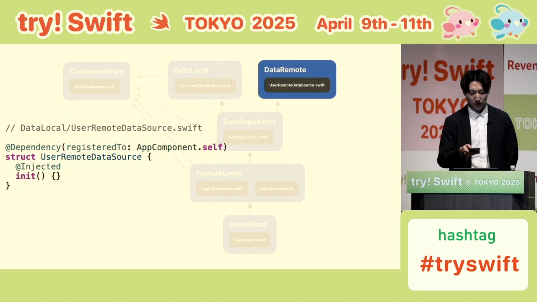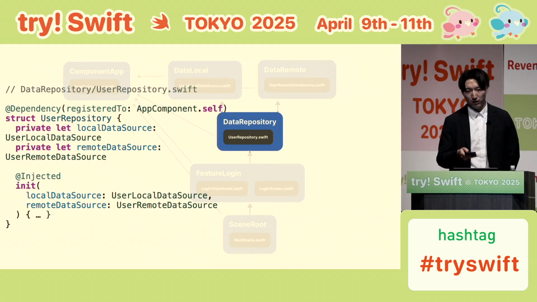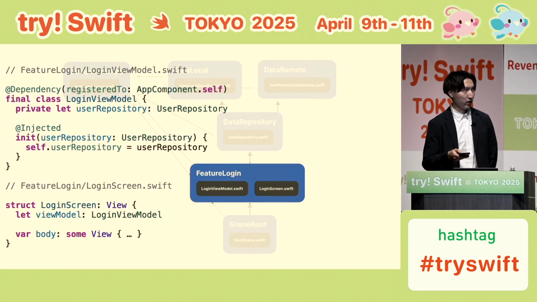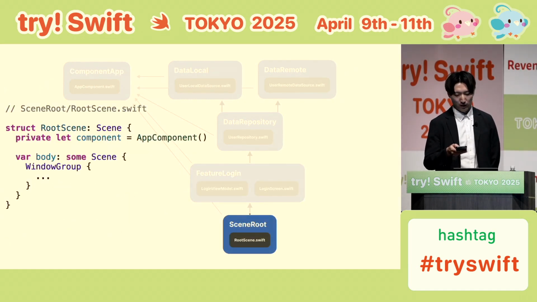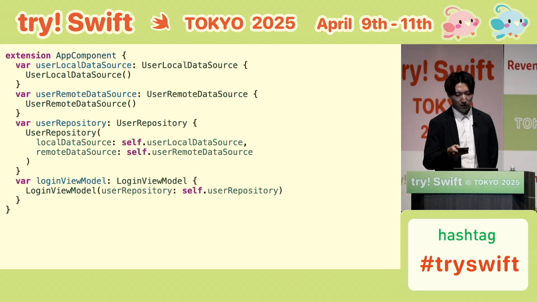We do the same for UserRemoteDataSource, UserRepository, and LoginViewModel. Finally, our top-level scene root module holds the AppComponent instance. When you build this project, we expect it to generate code that registers each dependency in an extension on AppComponent.